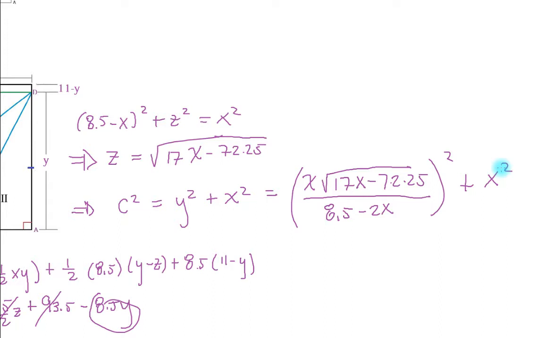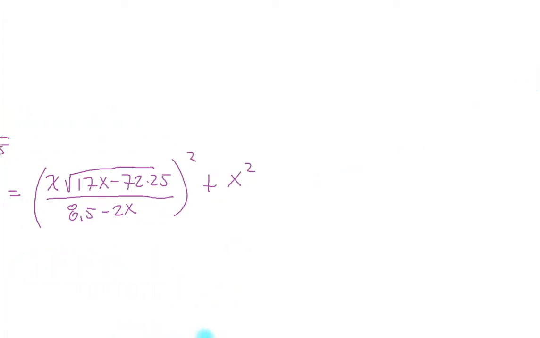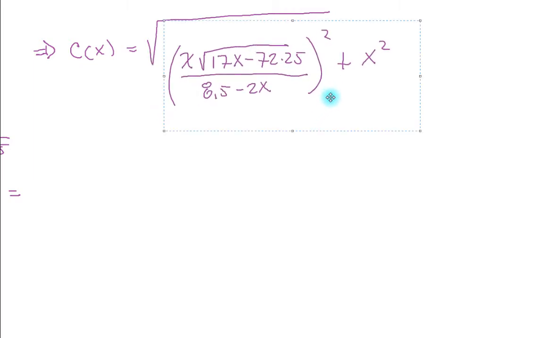Now let's simplify a little bit. We only want c in terms of x. We don't want c squared. So we do have to take the square root of everything. So this implies that c of x is going to be the square root of this term right here. So let's just copy paste. And now let's simplify this a little bit.